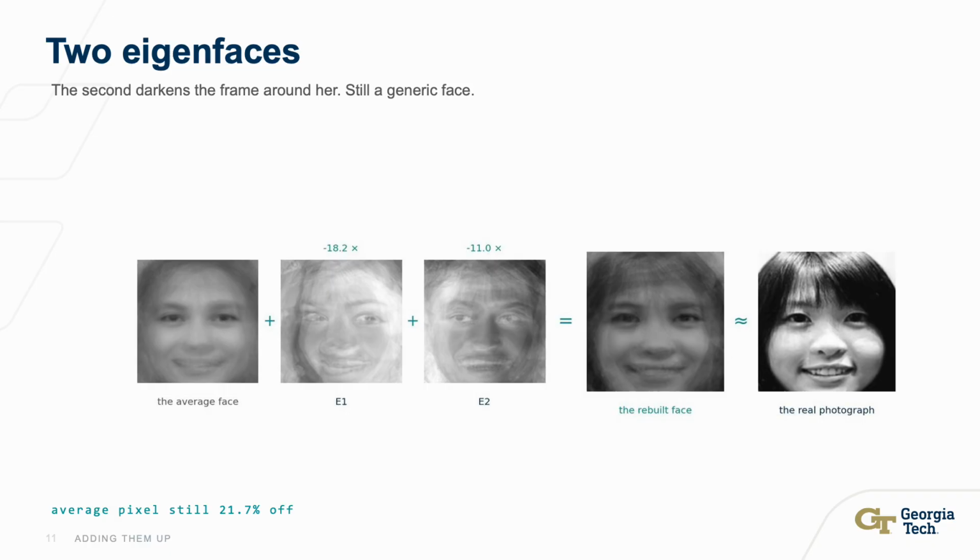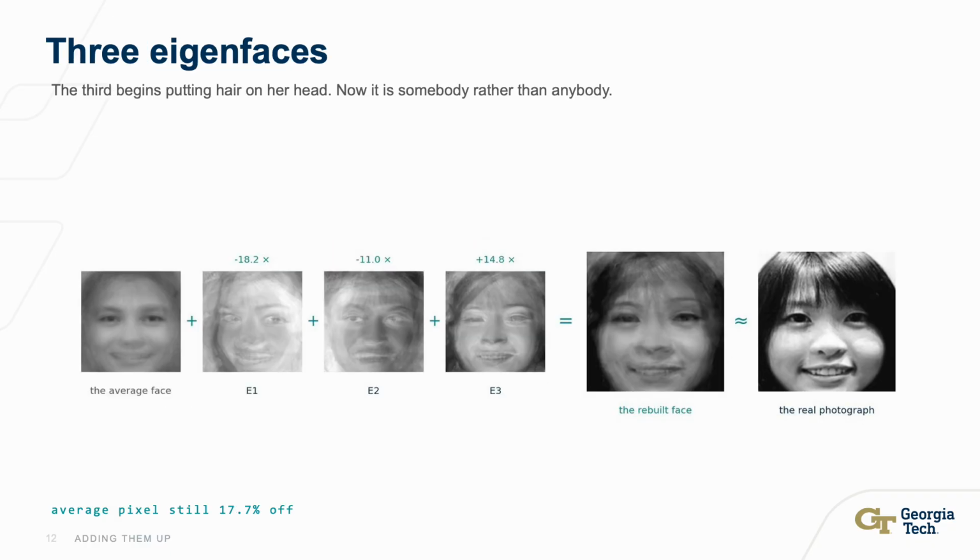2. The second one darkens the frame around her, still generic. 3. And now something happens. The third pattern begins putting hair on her head and error drops from 21.7 to 17.7%. This is the first frame that looks like somebody rather than anybody.